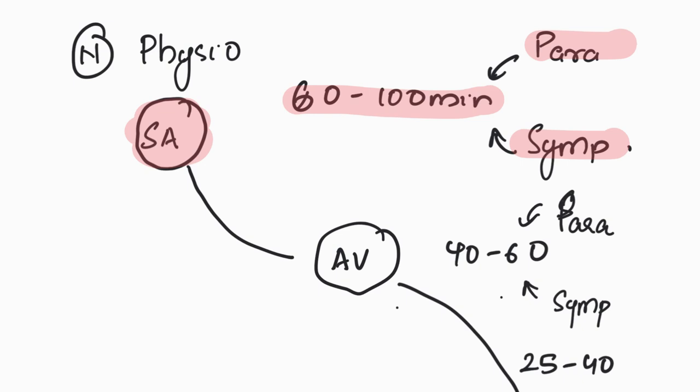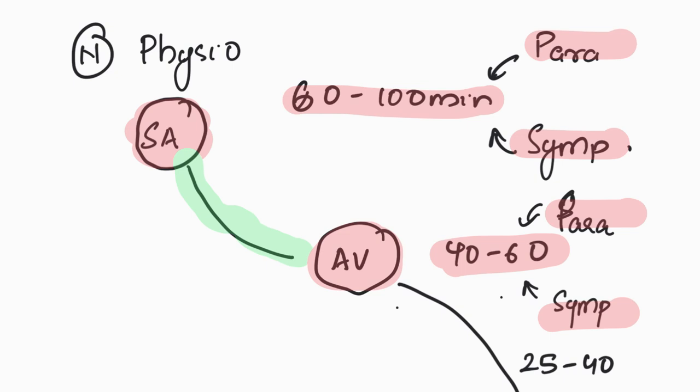From the sinoatrial node, the electrical impulse which is generated passes to the atrioventricular node. The atrioventricular node also has its own electrical rhythm, usually at a lower rate of 40 to 60. If the impulse is not received from the sinoatrial node, the AV node is capable of generating its own ventricular rhythm. The AV node is also under the influence of the sympathetic and parasympathetic nervous system.